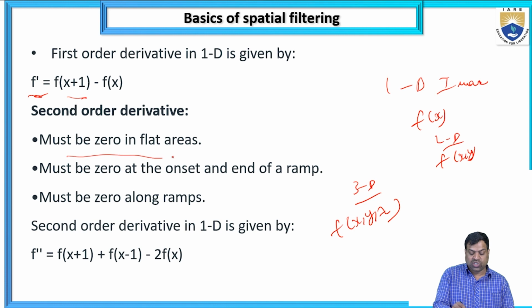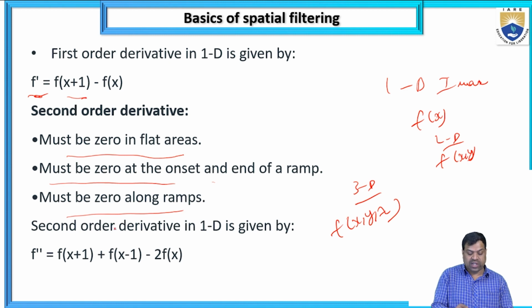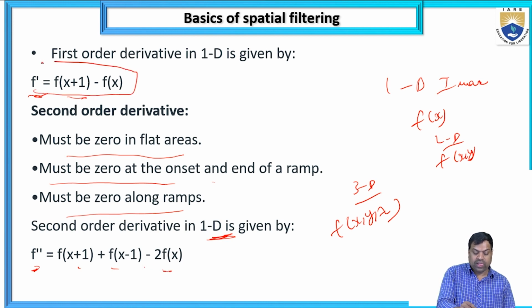The second order derivative must be 0 in flat areas, must be 0 at the onset and end of a ramp, and must be 0 along the ramp. What is the second order derivative for 1D? For 1D, f double dash equals f of x plus 1 plus f of x minus 1 minus 2 into f of x. Here f dash of x equals f of x plus 1 minus f of x, because it is the first order.